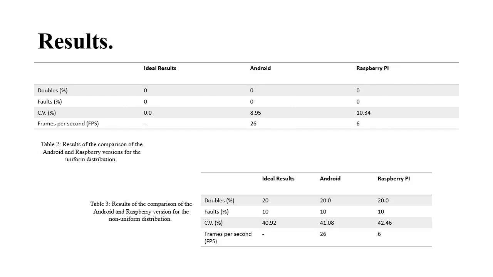As can be seen on table 2 and 3, both Android and Raspberry applications had excellent performance in computing the seed distribution of uniform and non-uniform distributions, the limiting factor for the Raspberry Pi application being the hardware, in this case the webcam used.